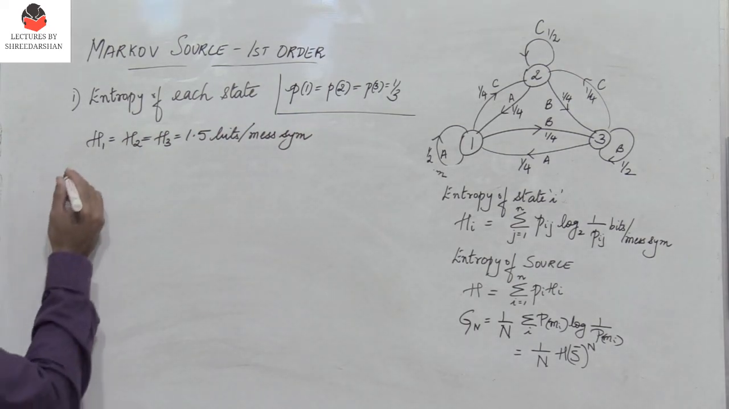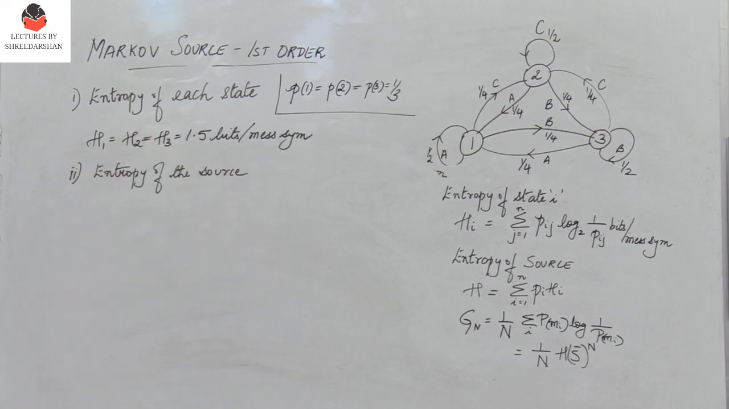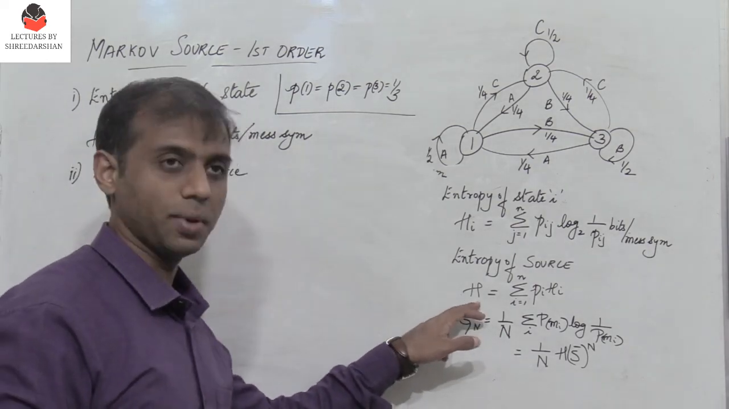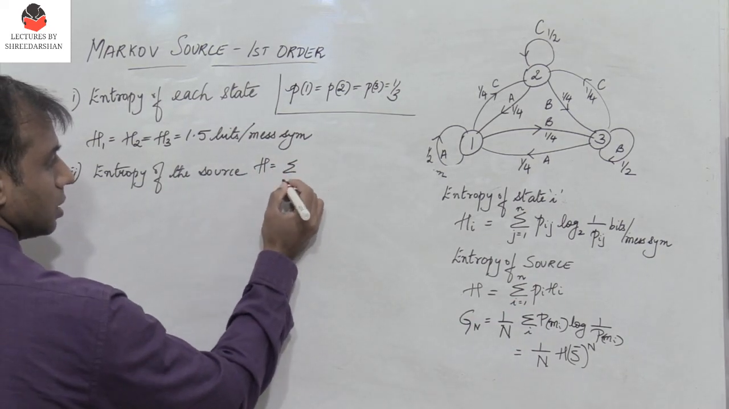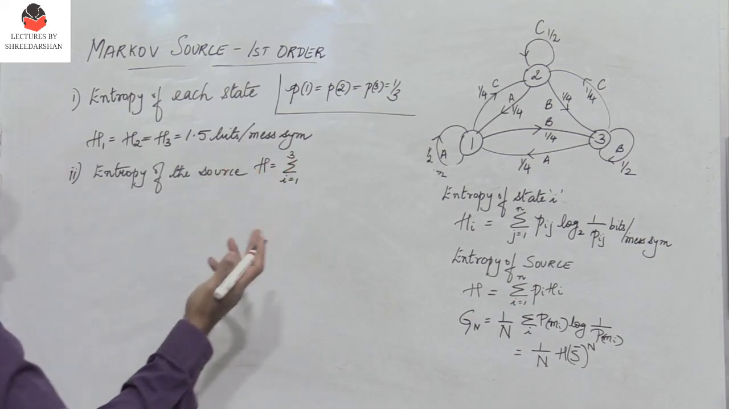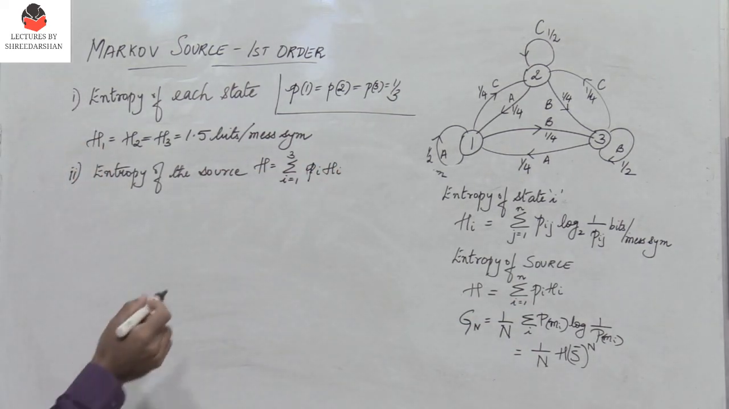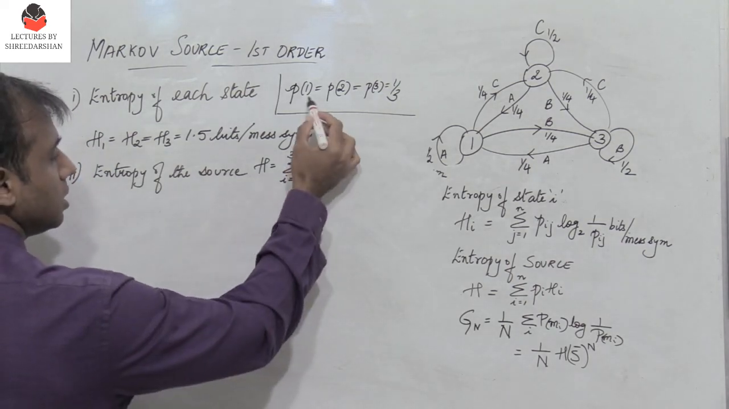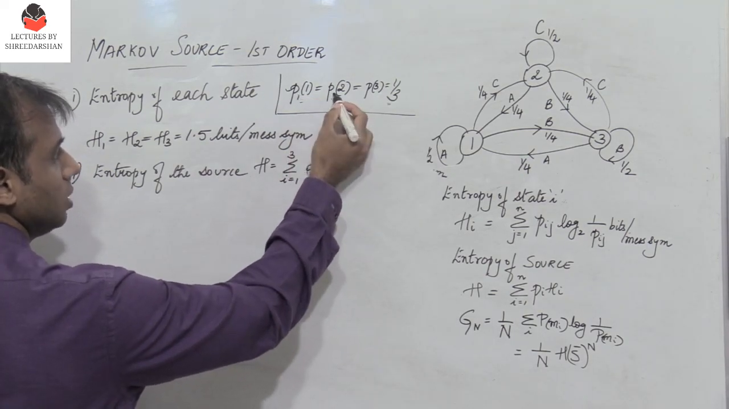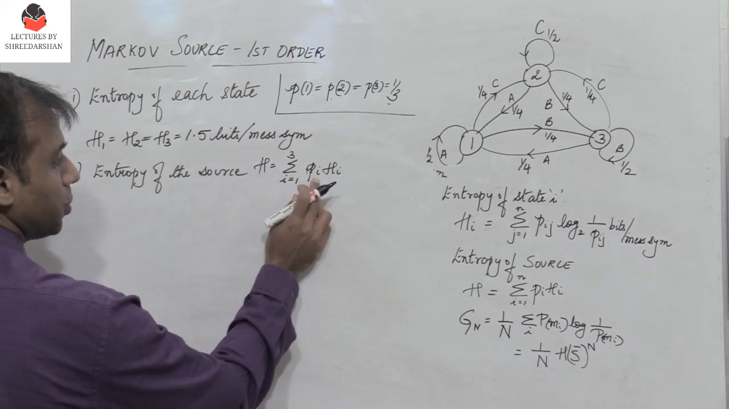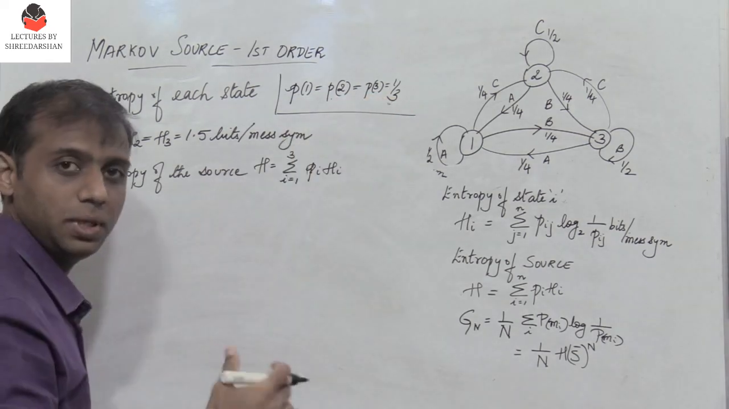The second part of the question is to find the entropy of the source. So how do you find the entropy? The entropy of the source is given by this expression. So here I have H equals sum of i varying from 1 to 3 because there are only 3 states, Pi, Hi. Now what is Pi? Pi is nothing but the probability of the individual state. So I can write it as P of 1. So therefore the probability of each state, P1 is nothing but 1 by 3, P2 is again 1 by 3, P3 is also 1 by 3.